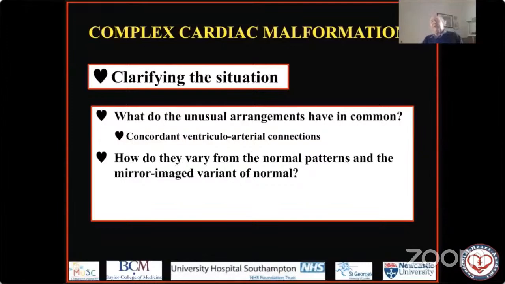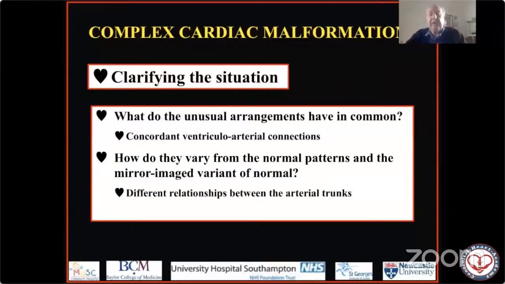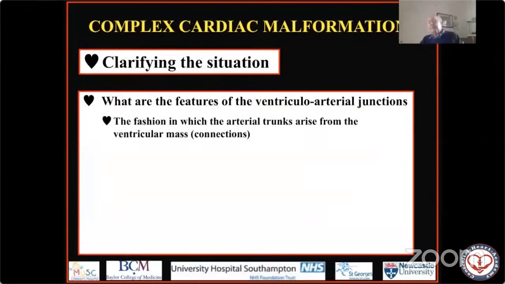So the question we now have to ask is, how do they vary not only in the normal situation, but also the mirror imaged variant of normal? And what we are going to show you is that they vary in terms of the relationships between the arterial trunks and the fact that the infundibular morphologies are other than what we expect them to be. So to clarify the situation, we've got to come back to the basic arrangement of the ventricular arterial junctions.